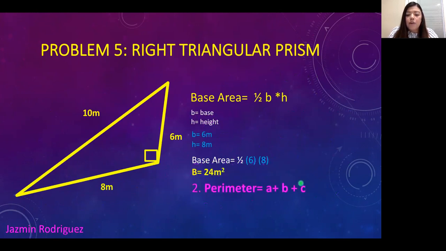Now to find the perimeter, we're going to add up all our sides here. We have 1 side, 2 sides, 3 sides. When we add those together, we get that our perimeter is equal to 24 meters.